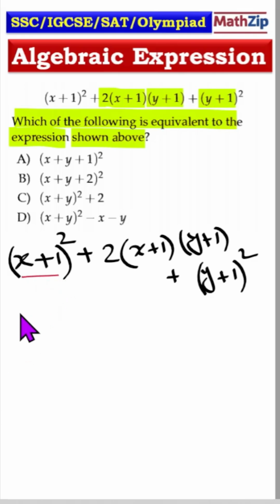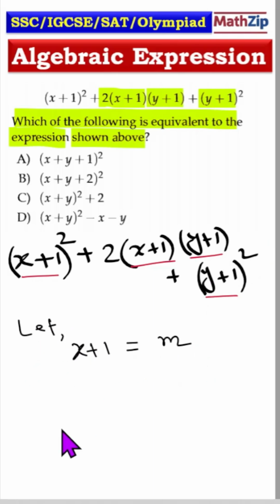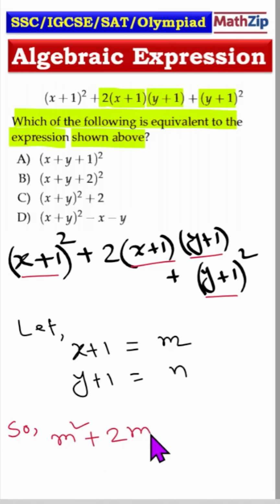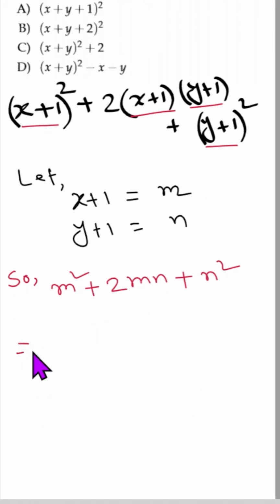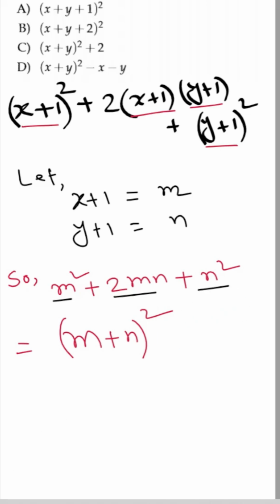Here is x plus 1 and here is also x plus 1. Here is y plus 1 and here is also y plus 1 whole squared. So let x plus 1 equal m and y plus 1 equal n. So we can write m squared plus 2mn plus n squared. Now we can easily write (m plus n) whole squared, right? Because it's looking like a squared plus 2ab plus b squared.